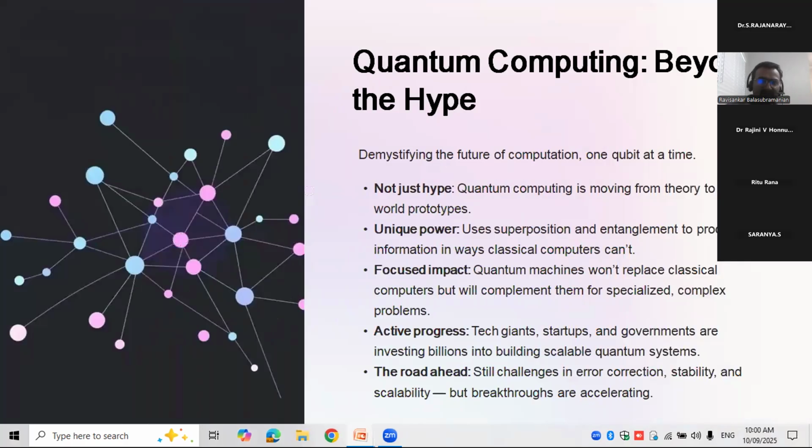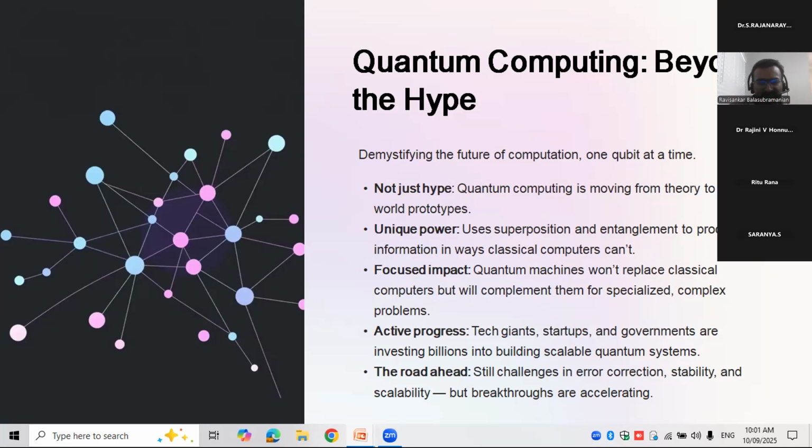Okay, so quantum computing beyond the hype. It's not just hype. Quantum computing is moving from theory to the real world. Some trialists and experimentalists have already started, and we keep trying. The unique power of quantum is that it uses superposition and entanglement to process information in a way classical computers cannot. The focused impact here is that quantum machines won't replace classical computers, but will complement them for specialized and complex problems.